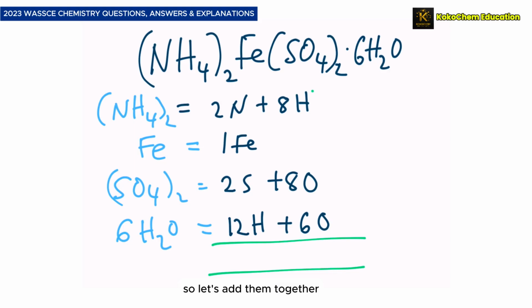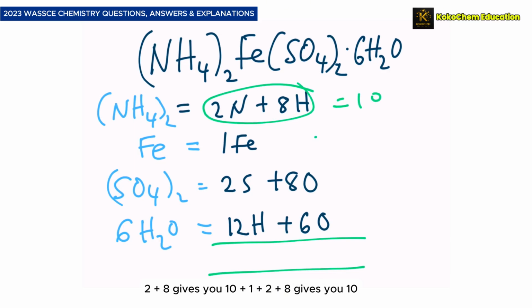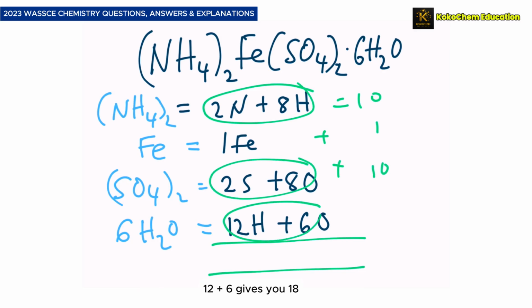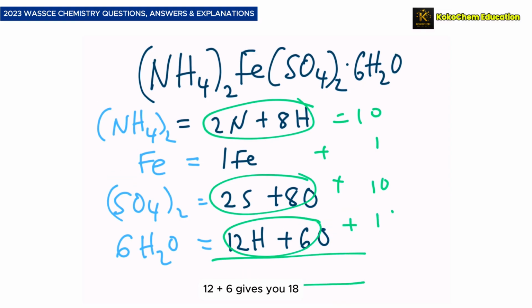So let's add them together. 2 plus 8 gives you 10, plus 1, plus 2 plus 8 gives you 10. 12 plus 6 gives you 18. So if we add everything together, 1 plus 8 gives you 9. And then 1 plus 1 plus 1 plus 1 gives you 3. There you have it. 39 atoms.